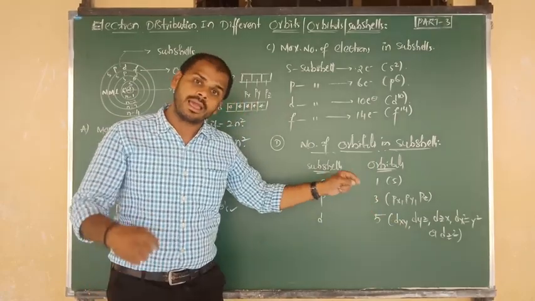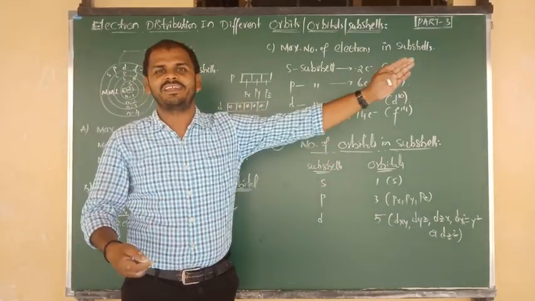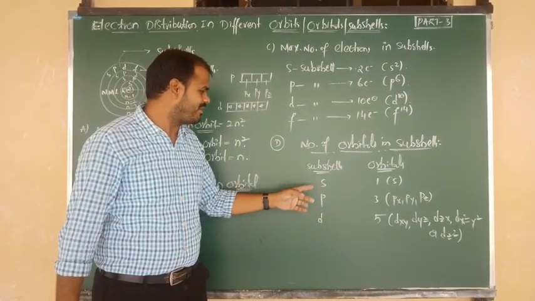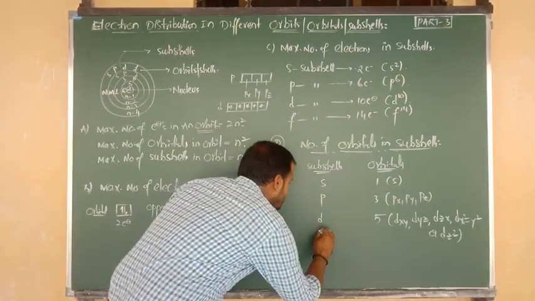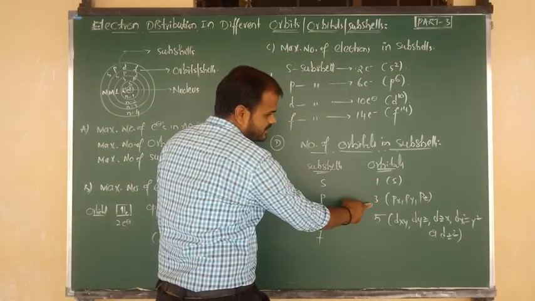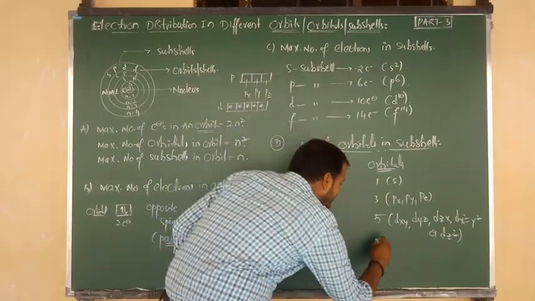Again, this information we are going to discuss in our regular classes. Don't worry about that, but just try to remember. Good. So the next one is the F subshell. The F subshell contains an odd number of orbitals: 1, then 3, after 3 comes 5, after 5 comes 7. Like that.